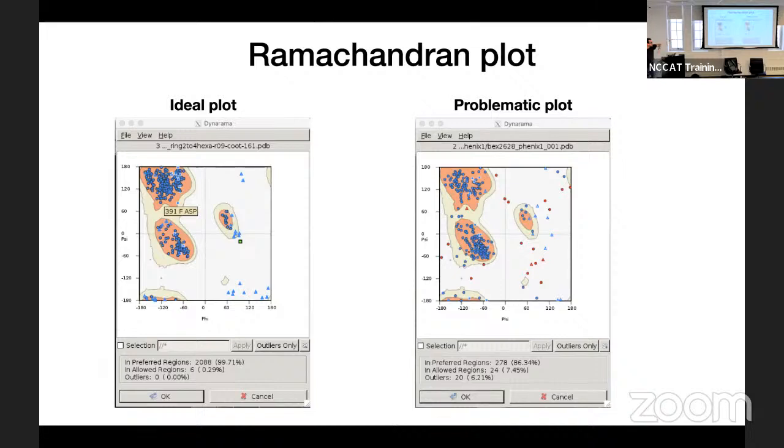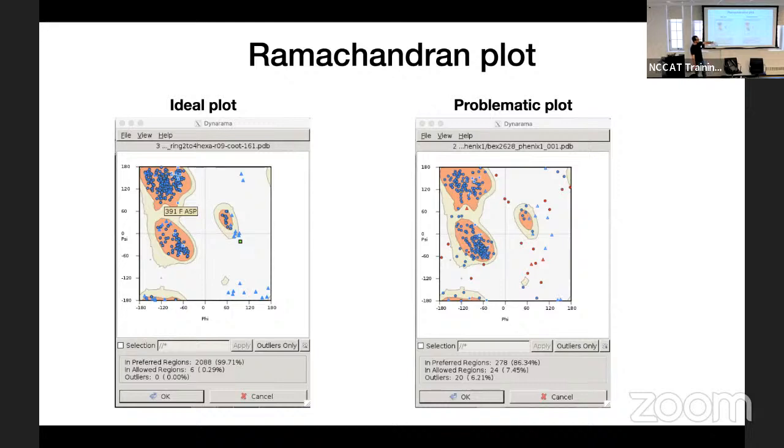Everything in blue is in the allowed regions. Qt will adjust the Ramachandran plot to the particular residue type that you happen to have highlighted. So these blue ones here are actually in allowed regions, but they're glycines. If we were to select a glycine, the plot would change and you would see that that's allowed.